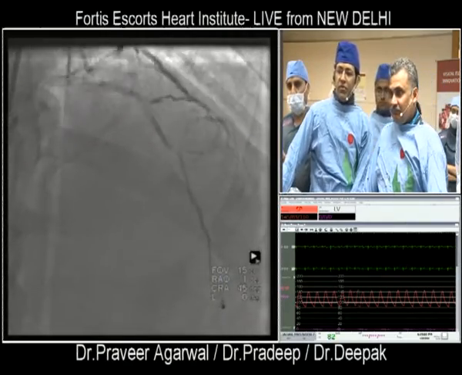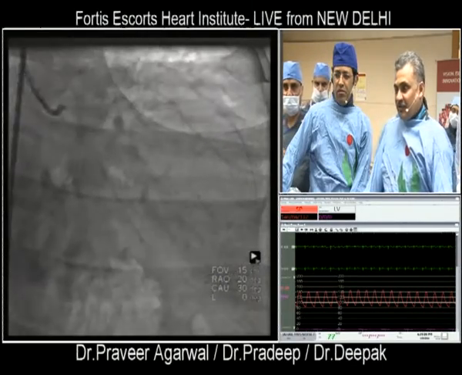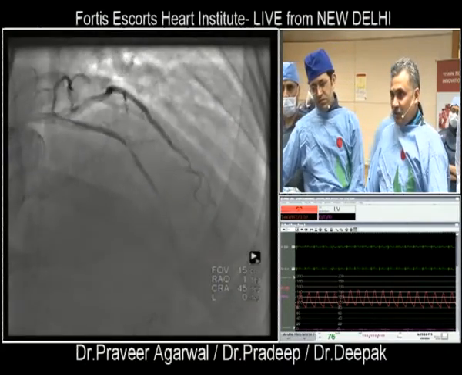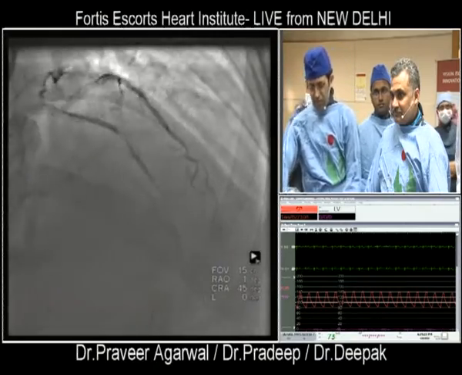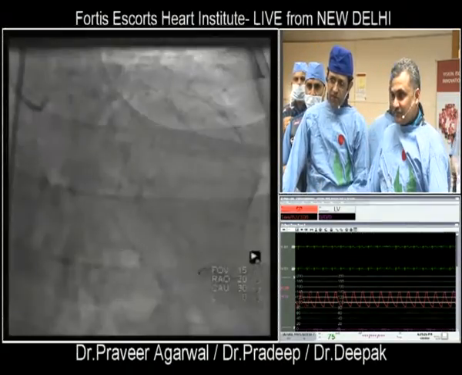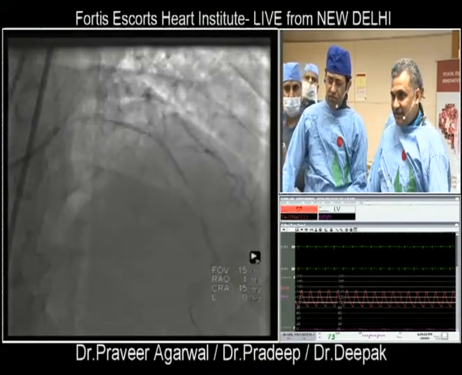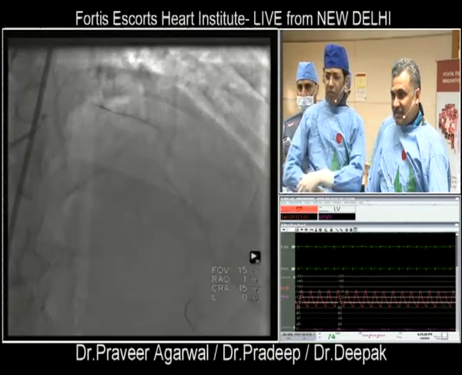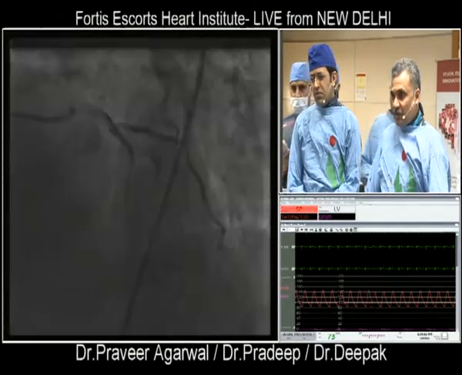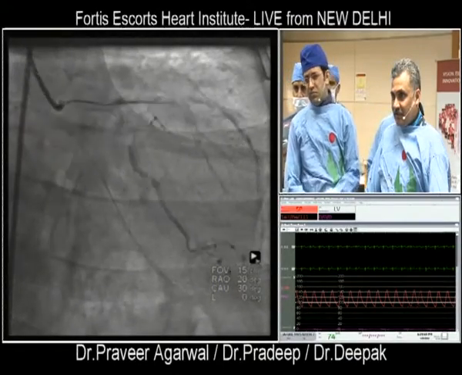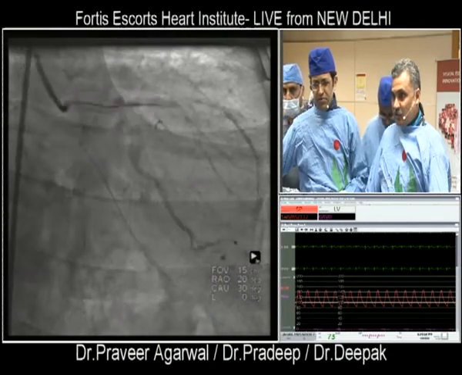Next, please. This Askar wire goes easily into the main branch, into the main artery. Next, please. Now, despite trying very hard with a slippery wire, no wire goes into the diagonal. And as you see, as soon as the wire is there in the LAD, the flow is less in the diagonal also. So what I did was, I pulled the LAD wire back, and the flow in the diagonal improves. But still, there's no wire which can go into the diagonal.